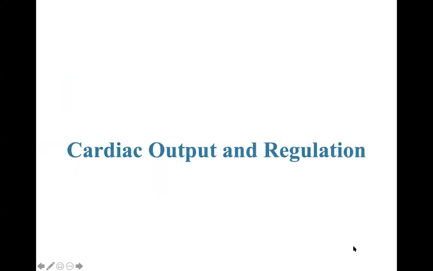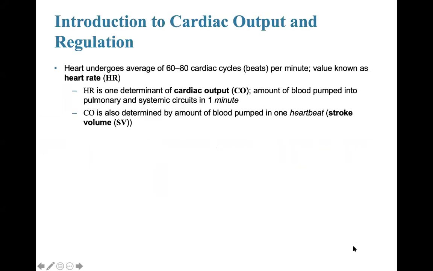Okay, guys, this is the last recording for the heart. We're going to talk about cardiac output and regulation. So the heart undergoes an average of 60 to 80 cardiac cycles or beats per minute. That's one way you want to think about this. Each beat is a cardiac cycle. And this particular value is known as your heart rate.